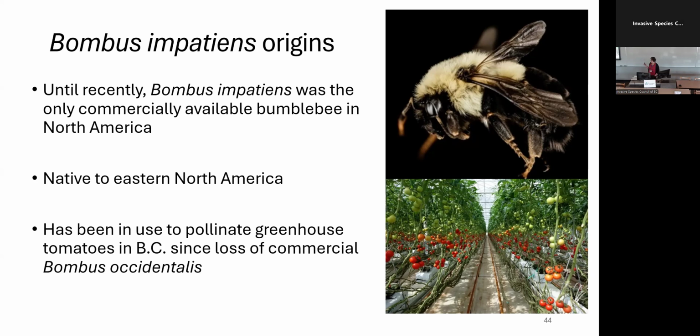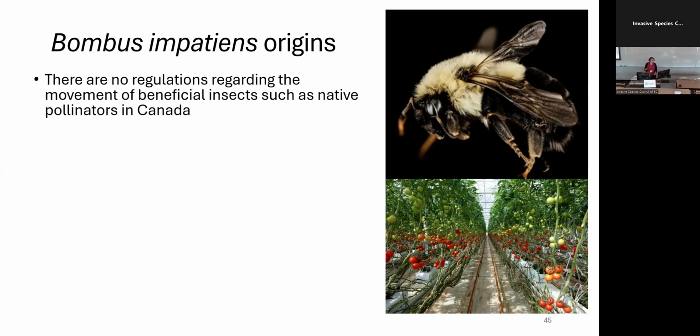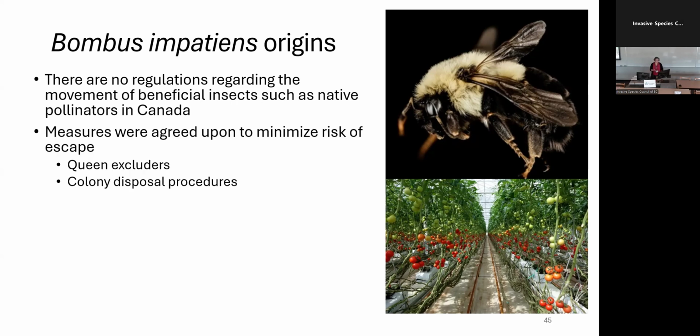Rearing of Bombus occidentalis collapsed due to an outbreak of pathogens in rearing facilities, and it's never recovered. And so how did we wind up with this eastern bumblebee in huge numbers in greenhouses in BC? Well, there's no regulations regarding the movement of beneficial insects such as native pollinators. I think it mirrors some of the things we were talking about with biofertilizers on the first day, that we have these tools that seem natural, that are beneficial to agriculture, and we're not sort of digging into the ecology behind what else might be going on.